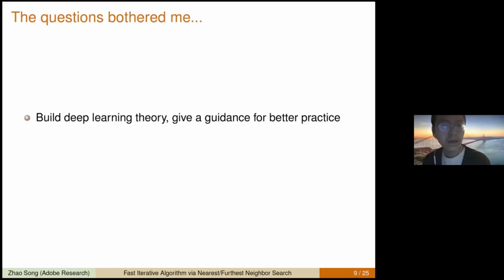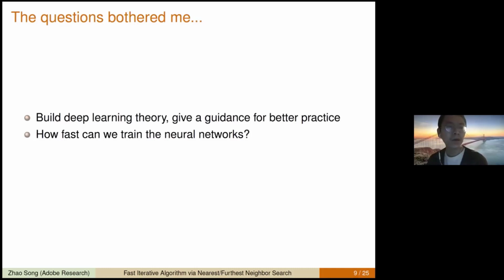A lot of practical deep learning results have no theoretical intuition. In one part of my research, I want to focus on building theoretical intuition for this practical tool. For example, one particular question I'm interested in is: how fast can we train a neural network? The idea behind the theory in this talk actually comes from some very practical algorithms for training neural nets.